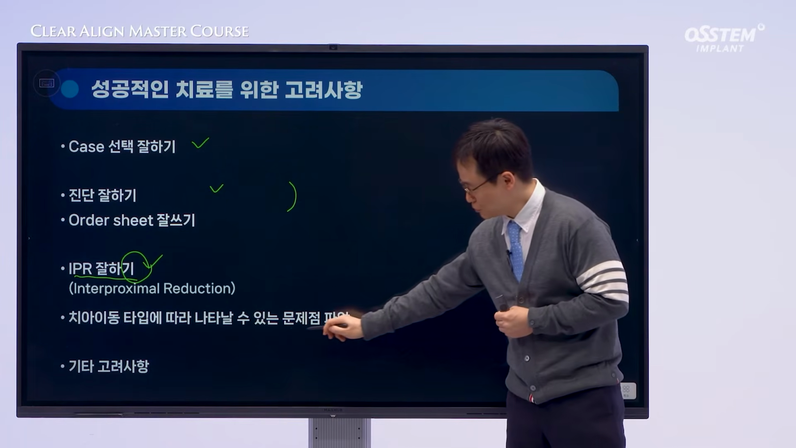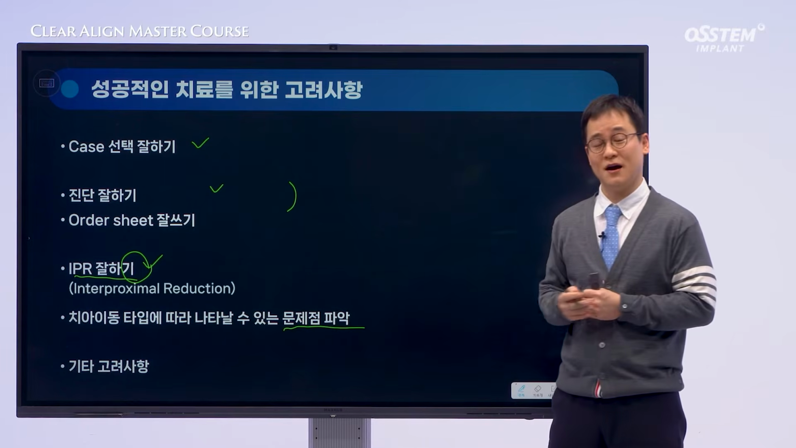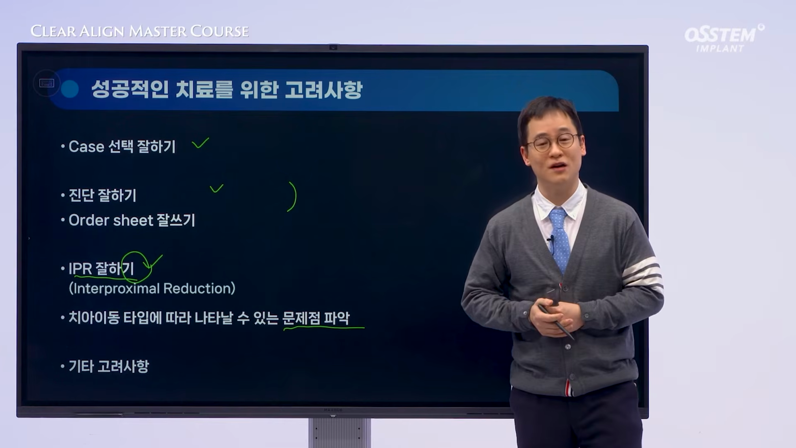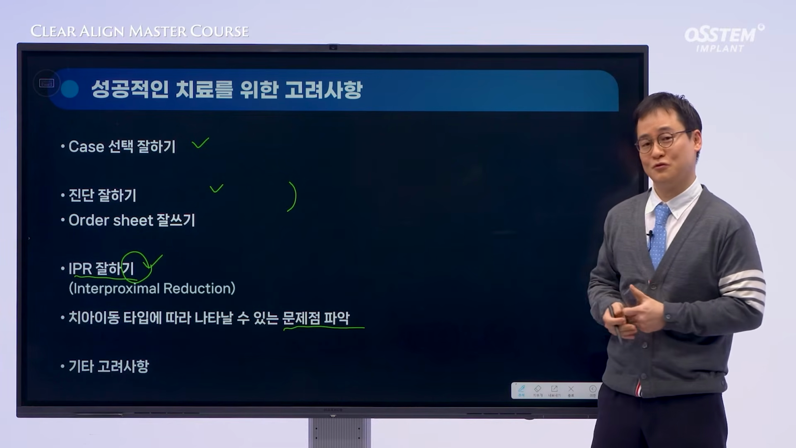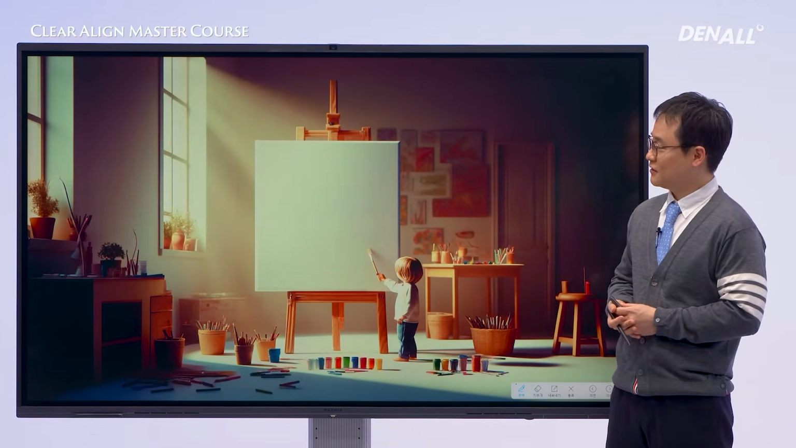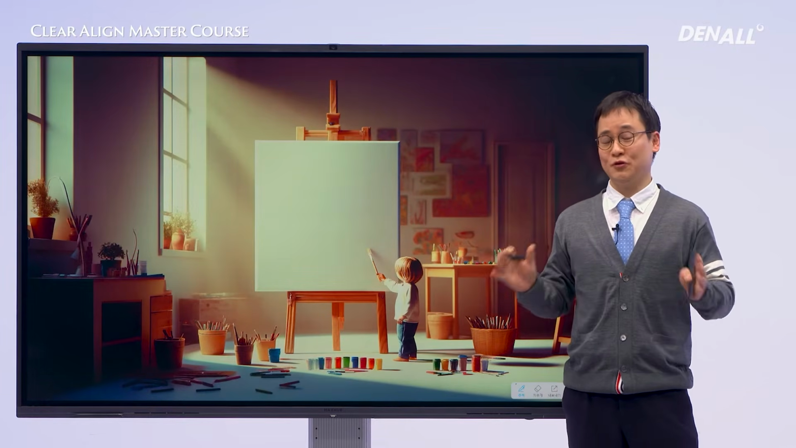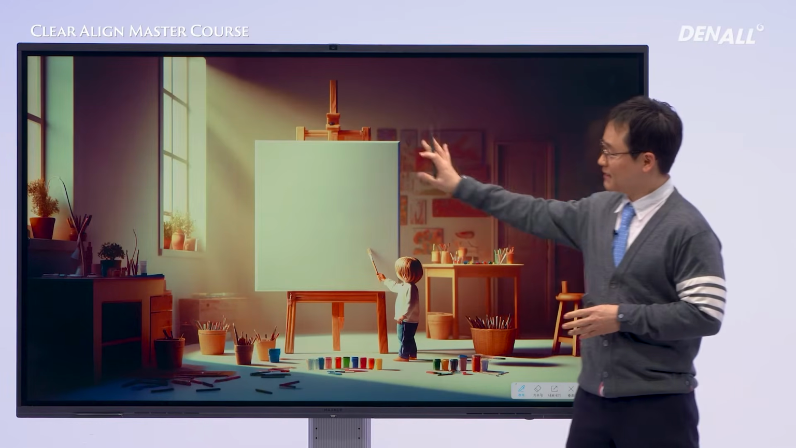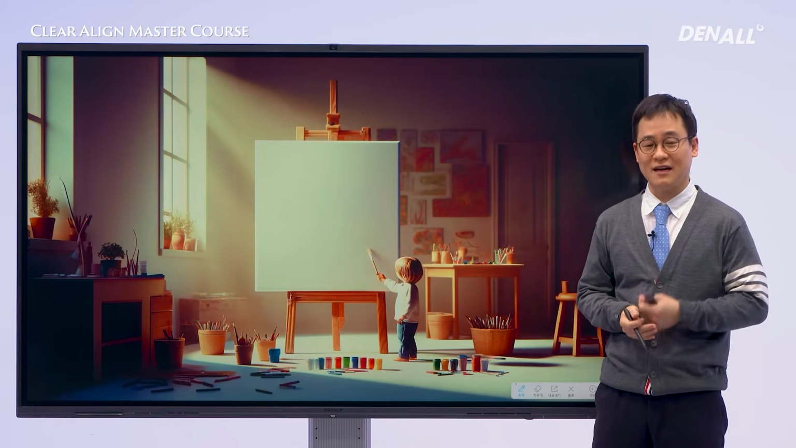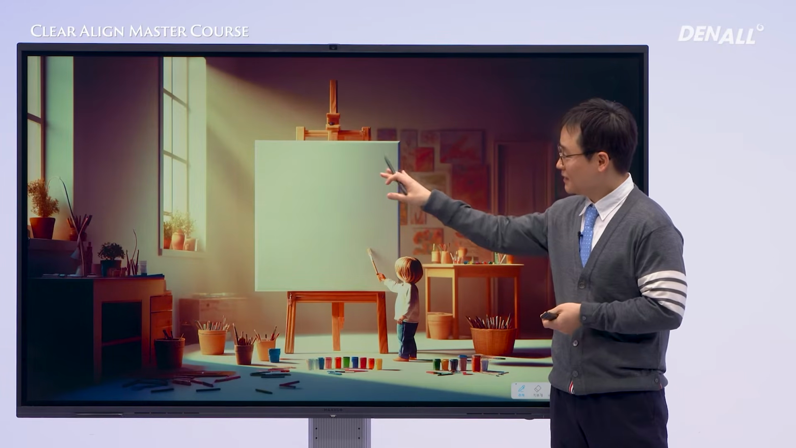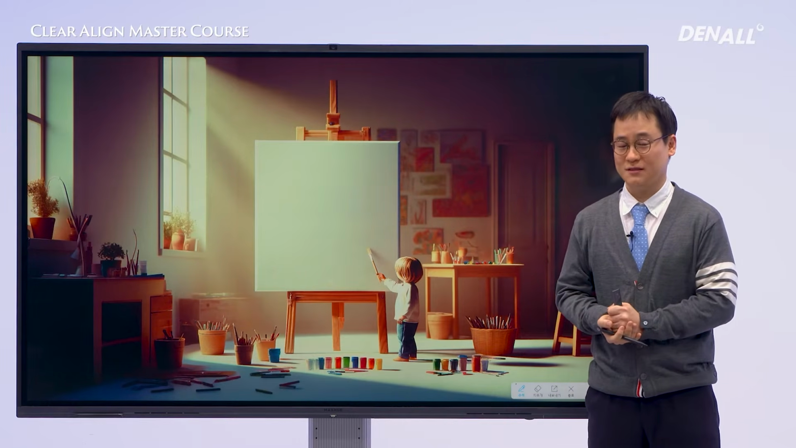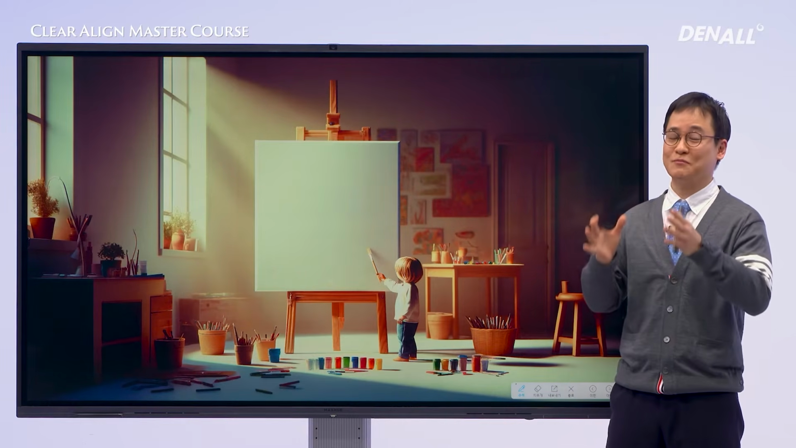And as for the concern, what if something goes wrong during treatment, you'll be able to take a big step towards successful outcomes by learning how to identify potential problems in advance, prevent them proactively, and prepare appropriate solutions when issues do arise. So, the main goal of our master course is to give you a framework to understand clear aligner treatment. And you can continue to build your knowledge by attending other seminars or reading relevant books. Whether you're taking the master course online or offline, I will focus on helping you look at the big picture of clear aligner treatment.